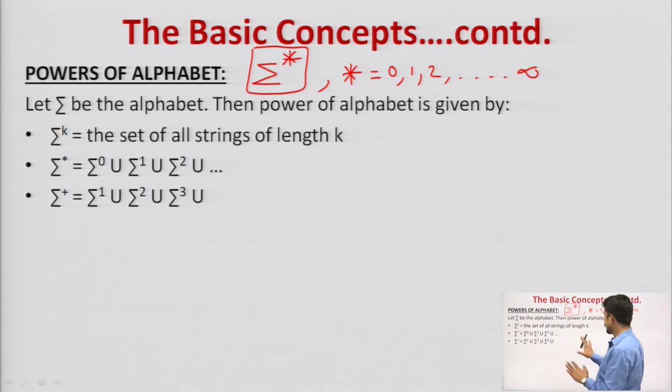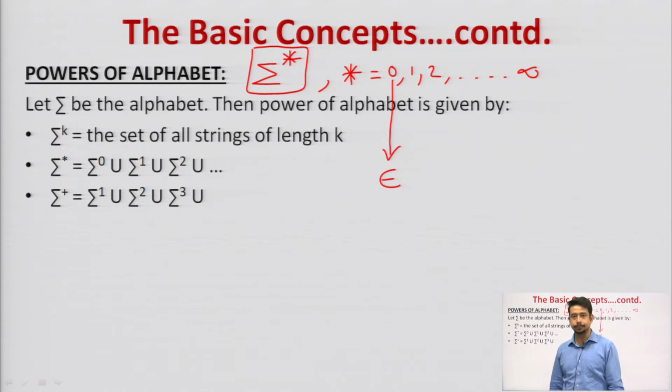So overall, what have we understood? We have understood that the power of an alphabet is denoted by asterisk, and asterisk generally starts from 0 till infinity. Again I am representing, if it is 0, then it will be represented by epsilon, clear.